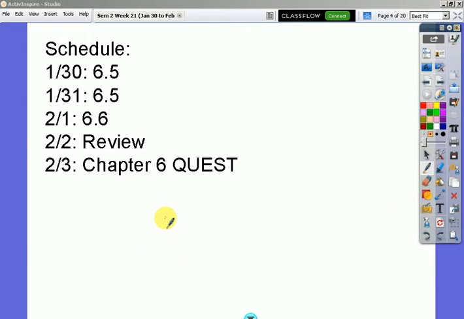Here is a tentative schedule for the next few days. I think I'm actually gone on one of those days. I should really check that out. I think I have some sort of in-service on the 2nd or 3rd, maybe the 3rd. But we will be doing 6-5 today, 6-5 tomorrow, 6-6 on Thursday or Wednesday, then review, and then the quiz test.